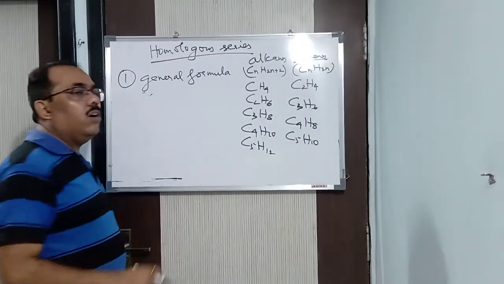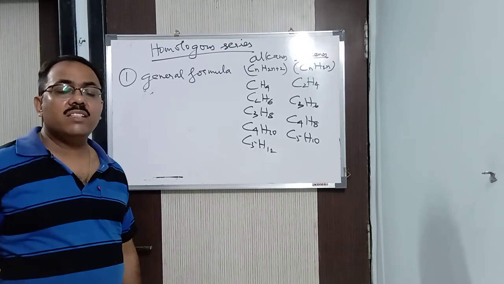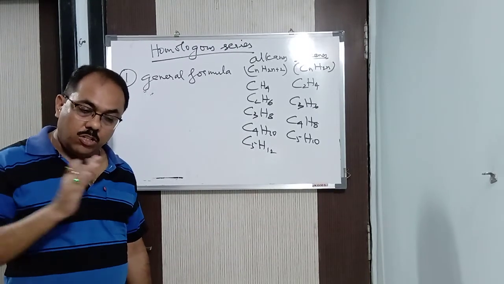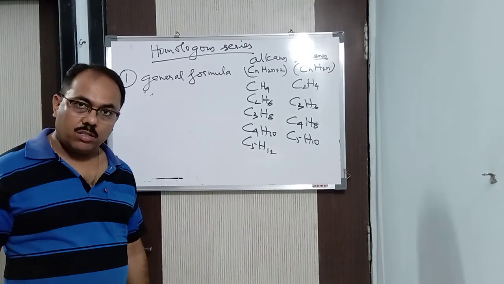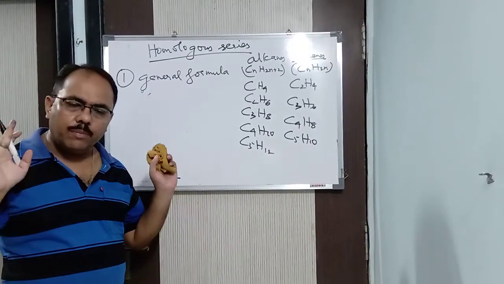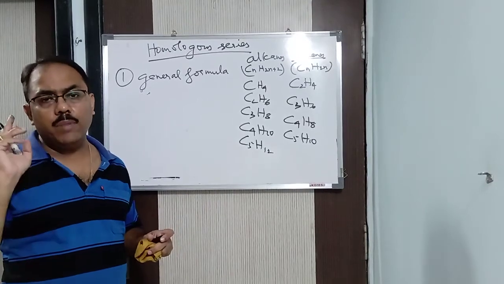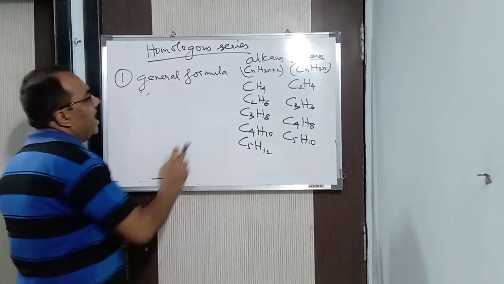Similarly, you can take alcohol. What is the general formula of alcohol? ROH. Got it? R means CnH2n plus 1, OH. You will get CH3OH. You will get C2H5OH. You will get C3H7OH. Got it? In this way, as many functional groups, that many homologous series. Listen carefully. As many functional groups, that many homologous series. Alright? Okay, fine. And they have got what?